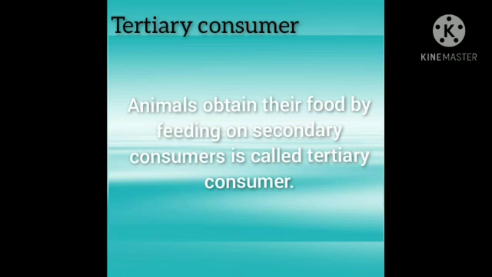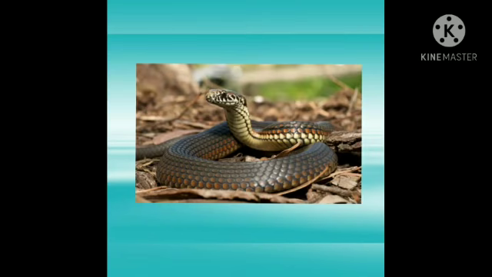Tertiary consumer. Animals obtain their food by feeding on secondary consumers. They represent the tertiary consumers. The frogs which have eaten the grasshoppers may become the food for snakes. Hence, in this example, snake represents tertiary consumers.